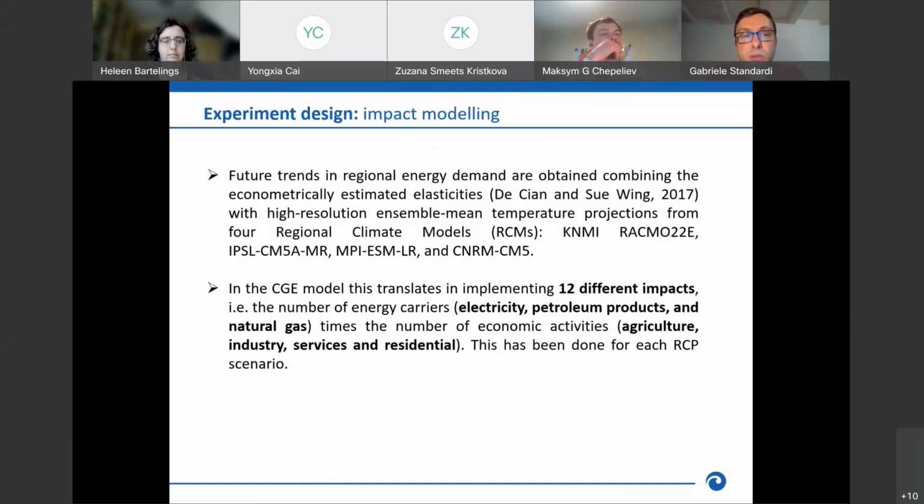Then these elasticities are combined with the high resolution ensemble mean temperature projections coming from these 4 regional climate models. And this has been done for every RCP, so for 4 RCPs. So basically, at the end, we are able to reconstruct the percent change of energy demand in a given sector for a given energy input up to 2070, which is the end of our assessment.